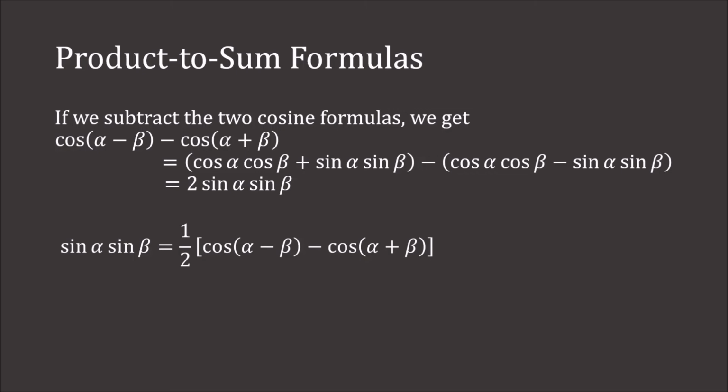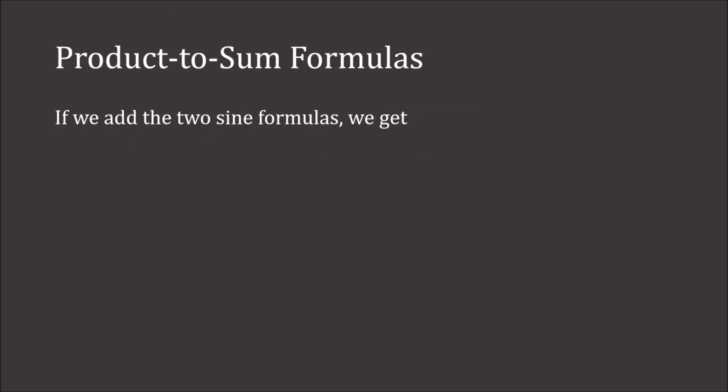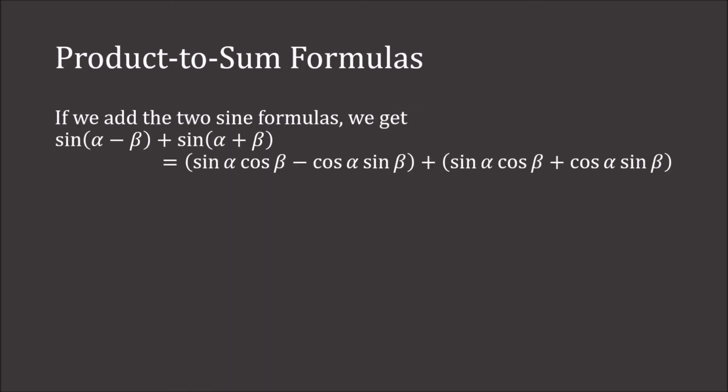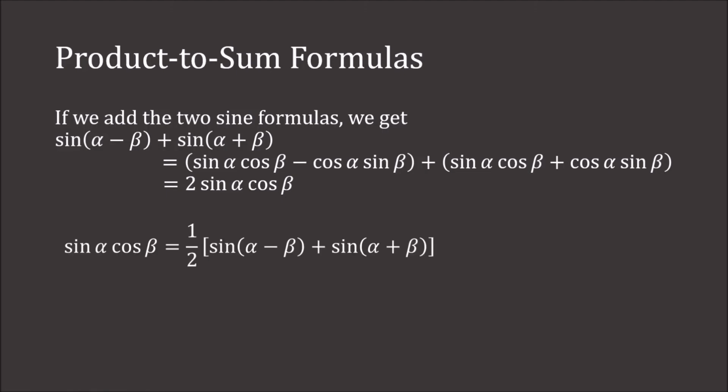Now we're going to do the exact same thing to the two sine formulas. First, we'll add them, and then we will subtract them. So adding sine of alpha minus beta plus sine of alpha plus beta: sine of alpha cosine of beta minus cosine of alpha sine of beta, plus sine of alpha cosine of beta plus cosine of alpha sine of beta. And this gives you 2 sine of alpha cosine of beta. Solving, we get sine of alpha cosine of beta is 1/2 the quantity sine of alpha minus beta plus sine of alpha plus beta.